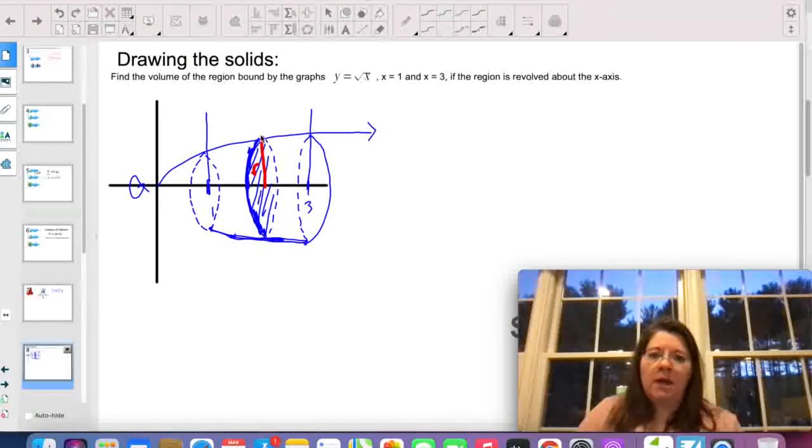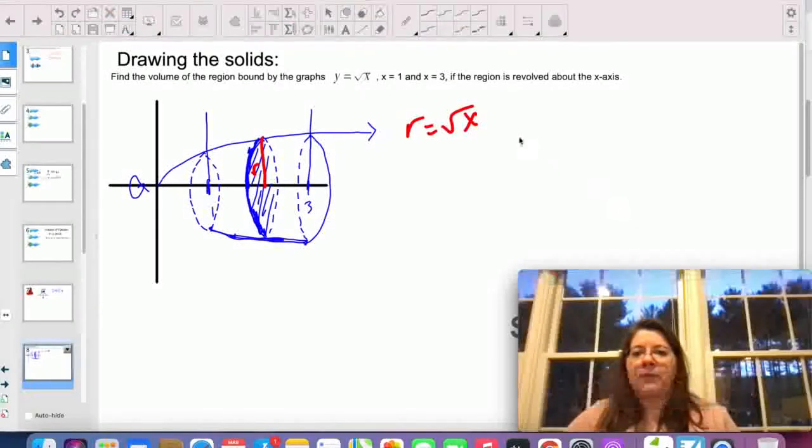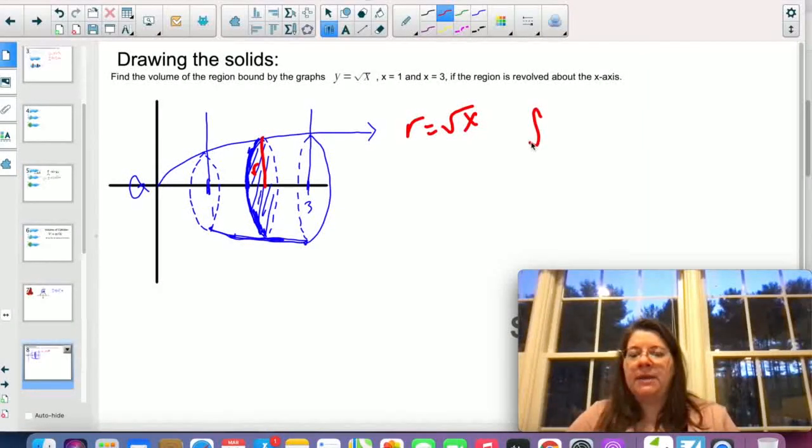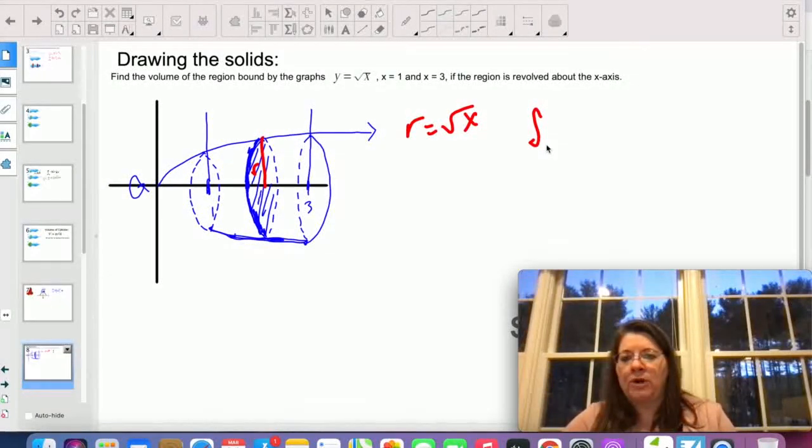So if you think about what that length is, wouldn't it be this function, square root of x, minus this function, y equals 0? So square root of x minus 0 is the square root of x. So my radius is square root of x. So the setup for this one would be the integral from my a to b. And remember, in this case, my a is 1. My b was 3. So the integral from 1 to 3 of the cylinders formed.